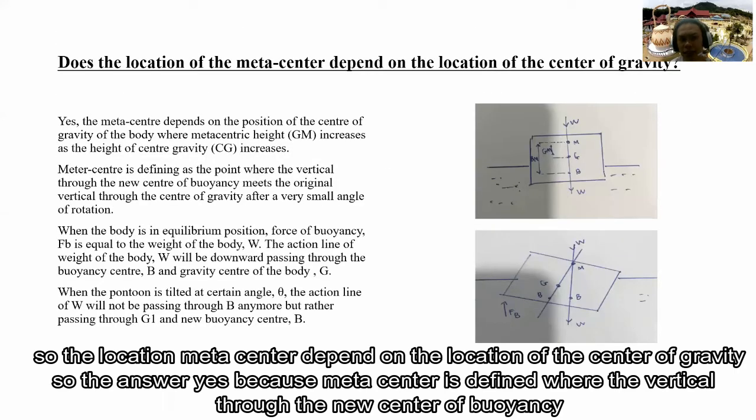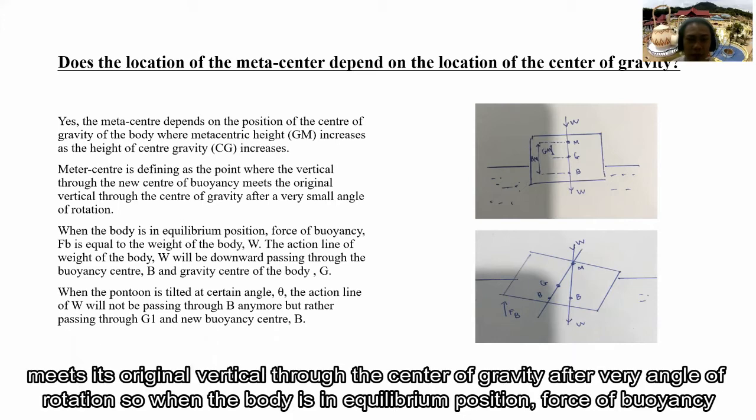So does the location of the metacenter depend on the location of the center of gravity? The answer is yes, because the metacenter is defined as the point where the vertical through the new center of buoyancy meets the original vertical through the center of gravity after a very small angle of rotation.